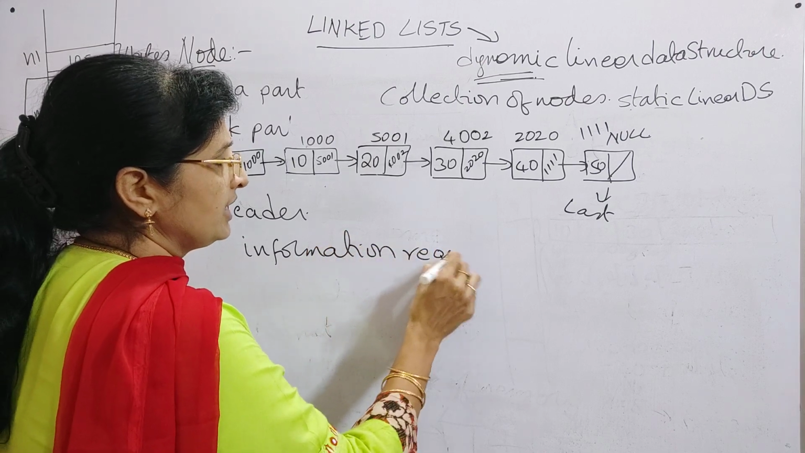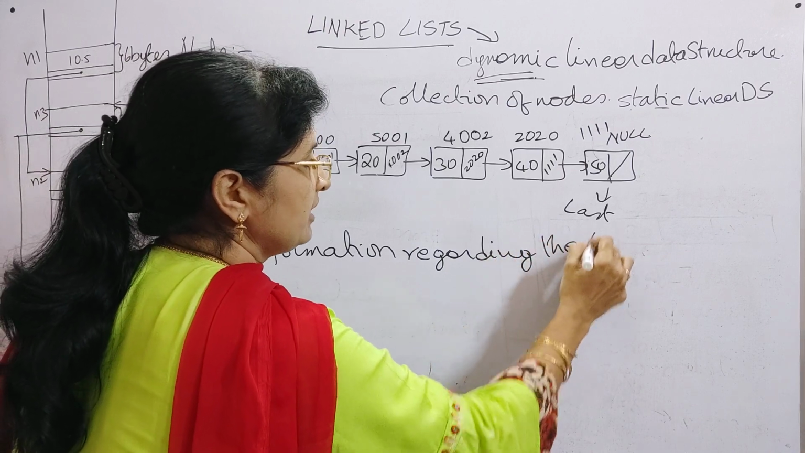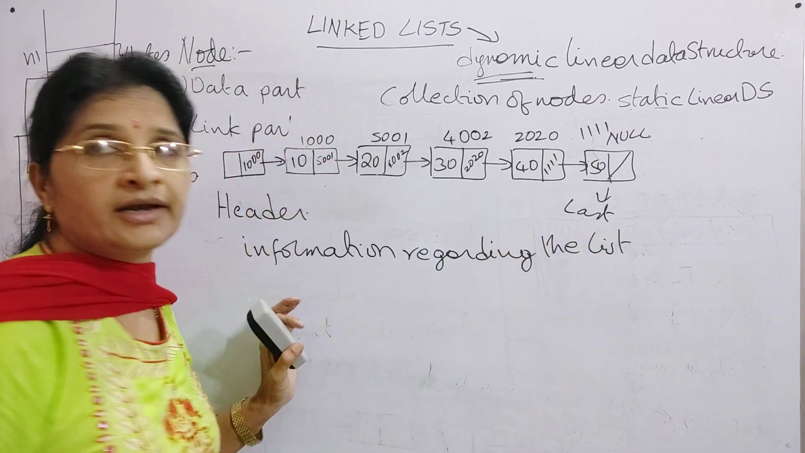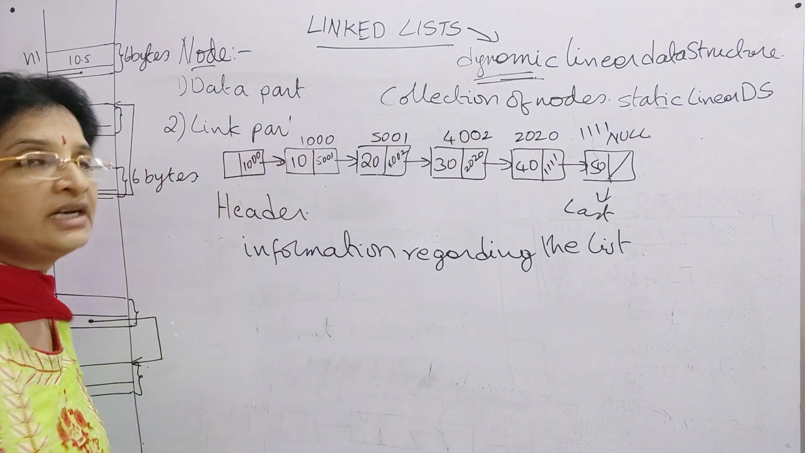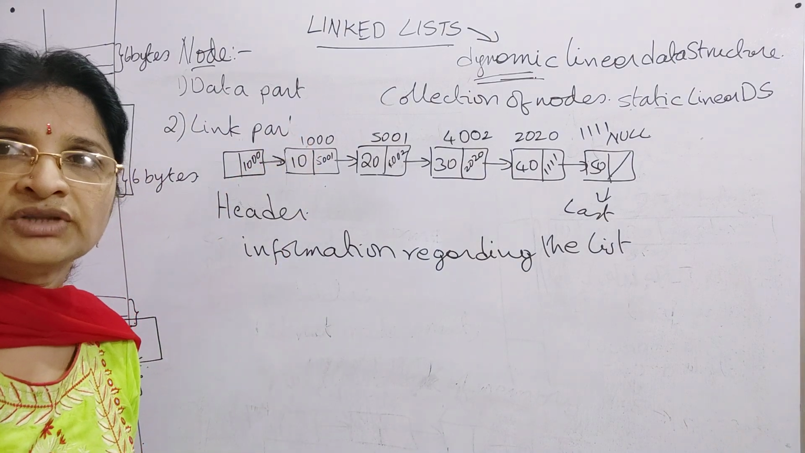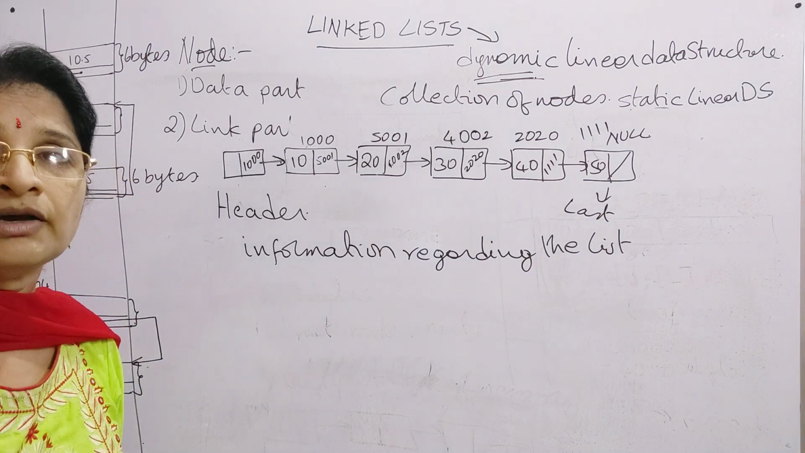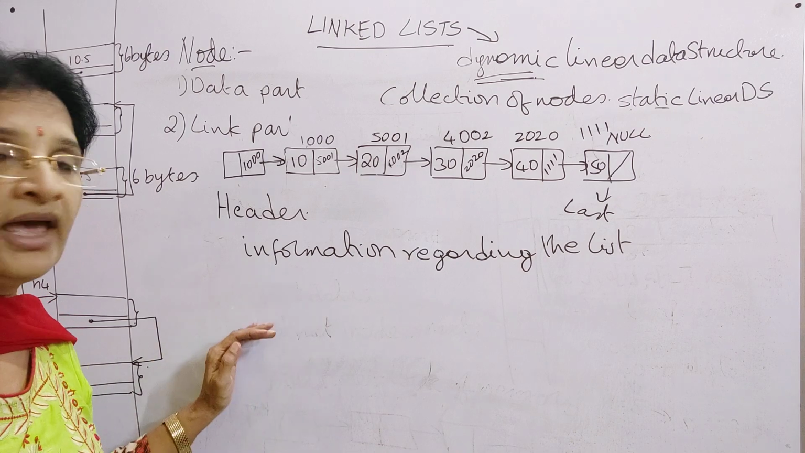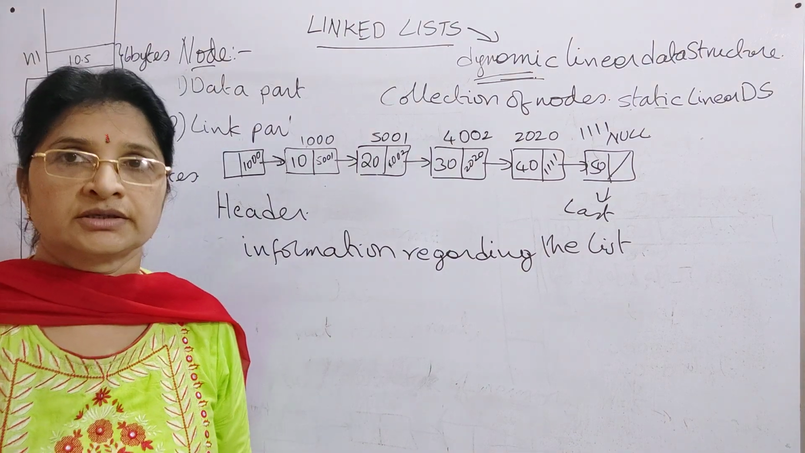Like this, you can store the information regarding your list in the data part of the header, and in the link part you should give the address 1000. 1000 is the address of the first node. This is how you can use linked list for your applications.